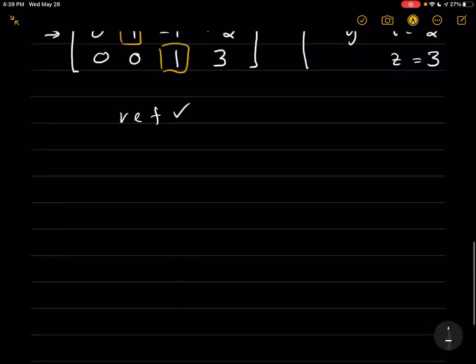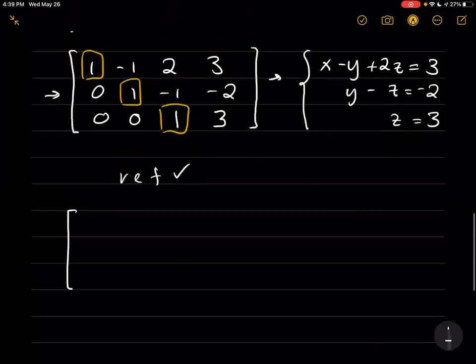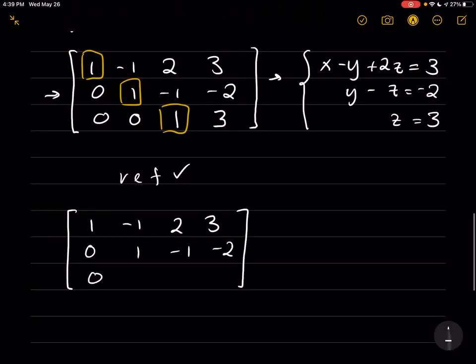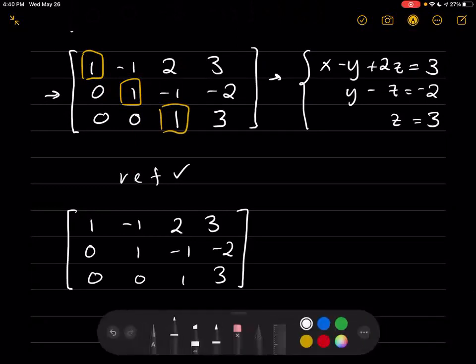So if we were just to take the matrix that we had above, so the 1, -1, 2, 3, 0, 1, -1, -2, 0, 0, 1, 3. If we wanted to make this into reduced echelon form, we want to make 0 the entries that are above the leading ones. So that -1's got to go, and so does that -1 and that 2. In order to do that, we're going to do the same sort of thing that we were doing to get rid of the numbers underneath the ones, just kind of going up instead of down.